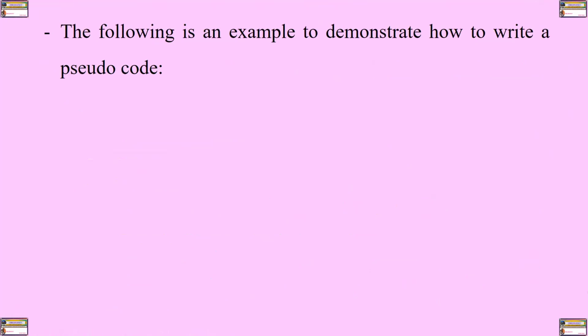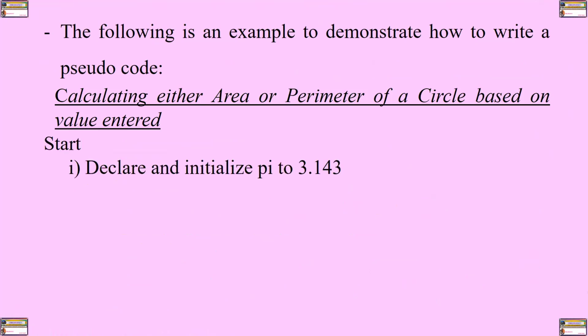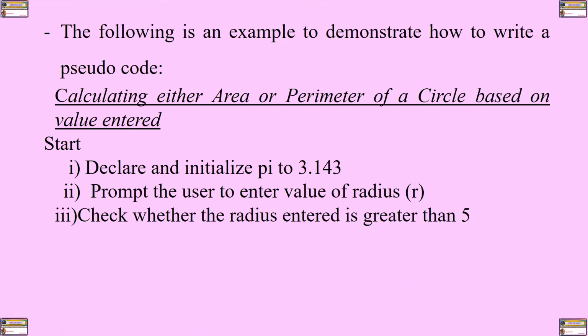The following is an example to demonstrate how to write a pseudocode. This pseudocode is for calculating either area or perimeter of a circle based on the value entered. Remember, every pseudocode, or every algorithm, must have its title. So we normally have the start, and then in this case, our first activity will be to declare and initialize pi as 3.143. Then we are going to prompt the user to enter the value of radius.